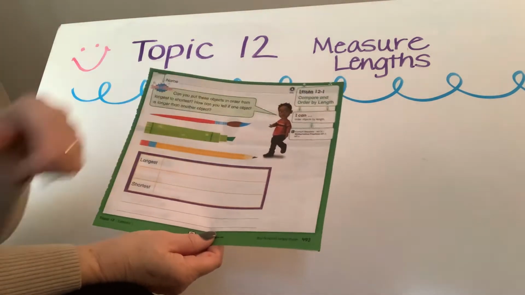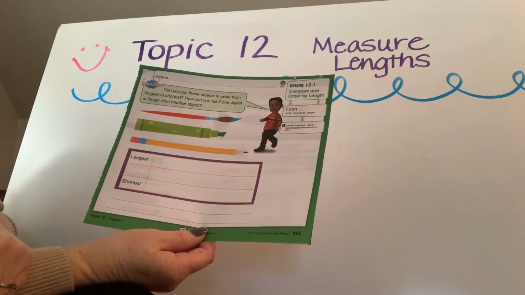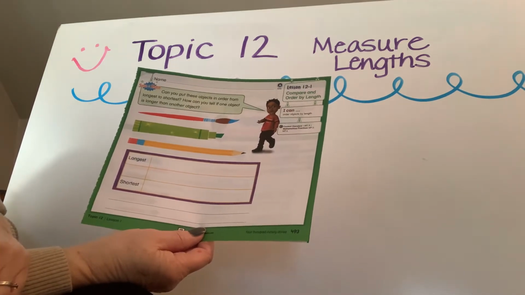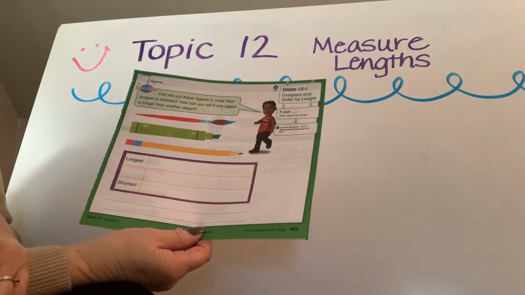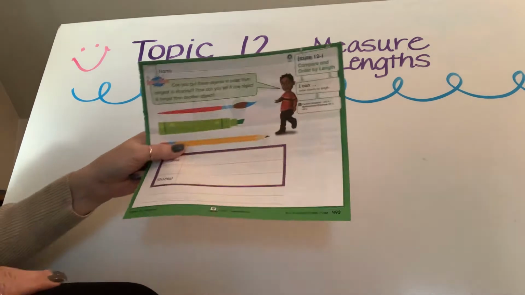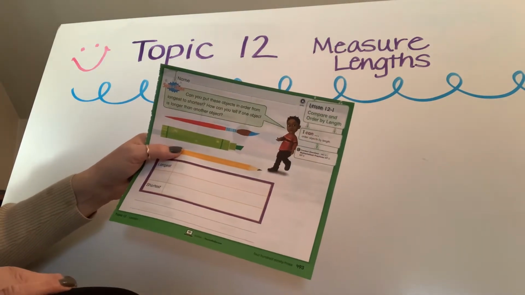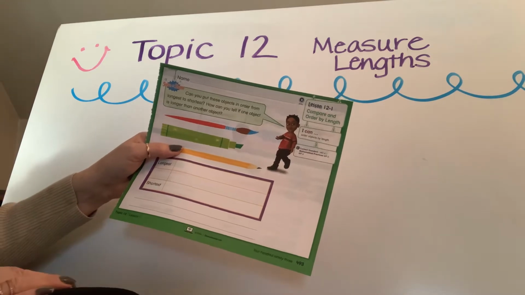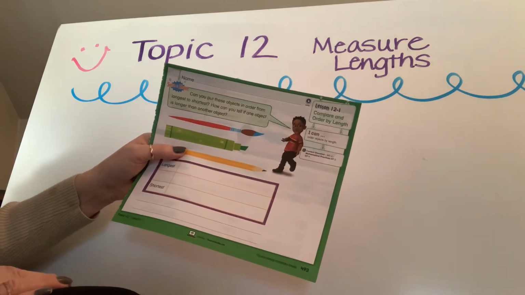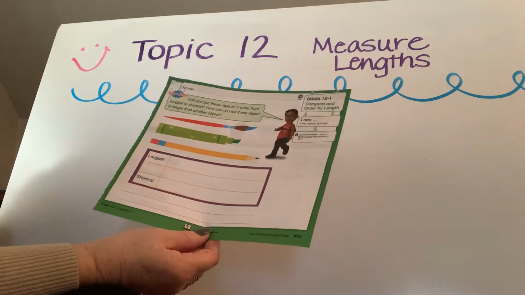Today we're gonna also be doing lesson 12.1. We're going to be comparing and we're going to be ordering by length. Now that doesn't mean I get to go to McDonald's and order my Big Mac or my French fries. That means I'm going to put things in the right order. And I think you're going to find this all a lot of review because these are some of the things we have already done in first grade.